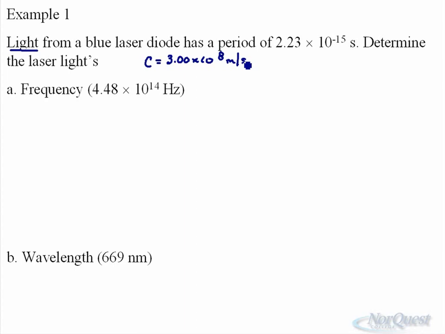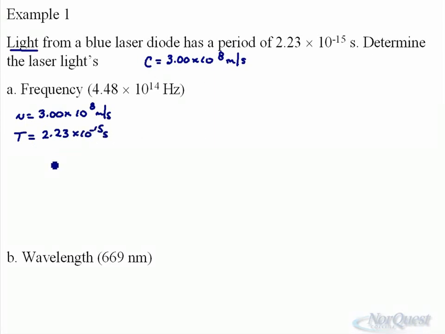So what we want to do is determine the frequency. Well, the first thing we know is its velocity, just finished talking about it, 3.00 times 10 to the 8 meters per second. I also know the period, which we use as capital T, and that's 2.23 times 10 to the negative 15 seconds.